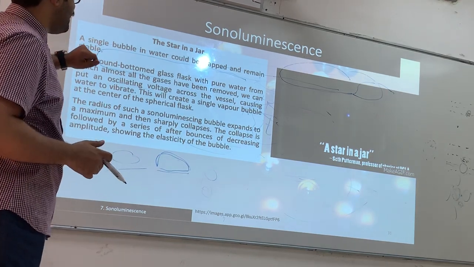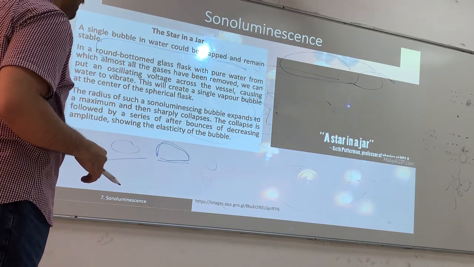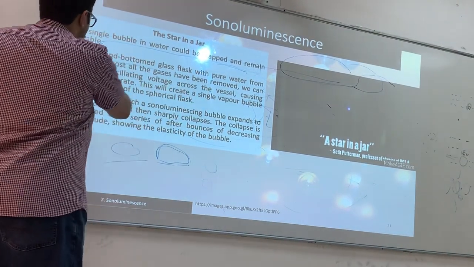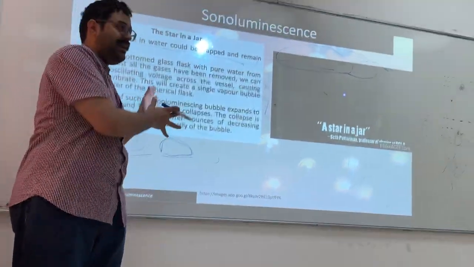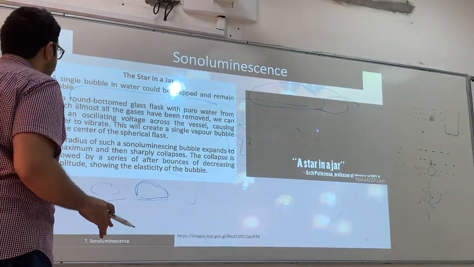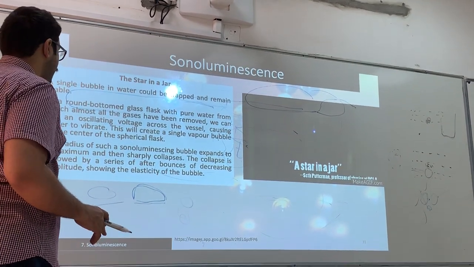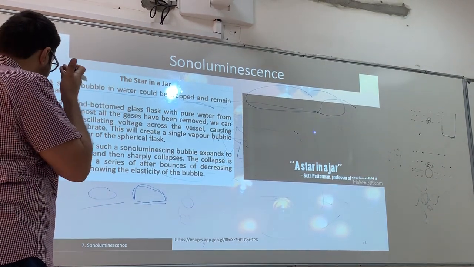So a single bubble in water could be trapped and remain stable, in a round-bottom glass flask with pure water from which almost all the gases have been removed. All the gases have been removed does not mean there's no gas, which means maybe the water can turn into a gas. You saw this from these transitions. We can put an oscillating voltage across the vessel, causing the water to vibrate. This will create a single vapor bubble at the center of the spherical flask.